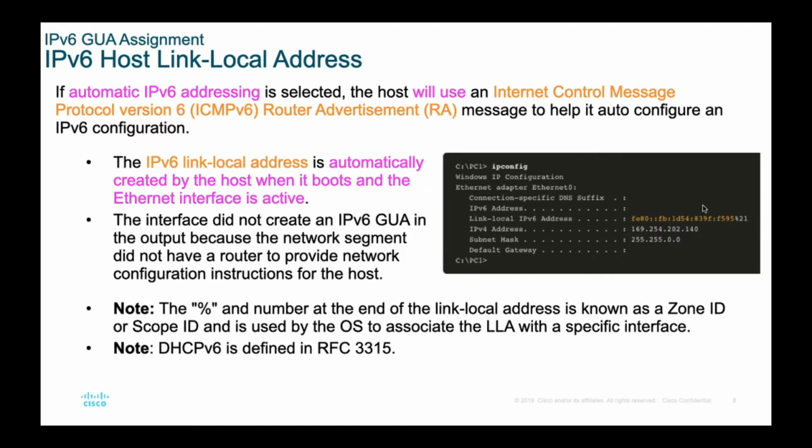Link local address, the scope is within one subnet, one network only. So we can use the same link local IP address in another network, because that is beyond our scope. They don't care about our link local IP address, and we don't care about their link local address.